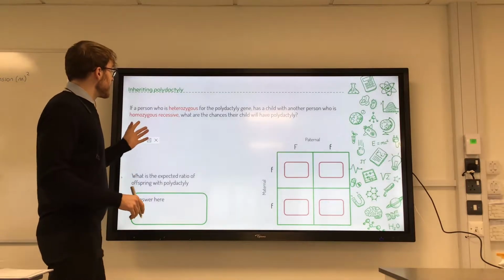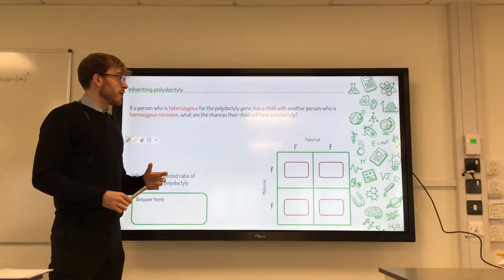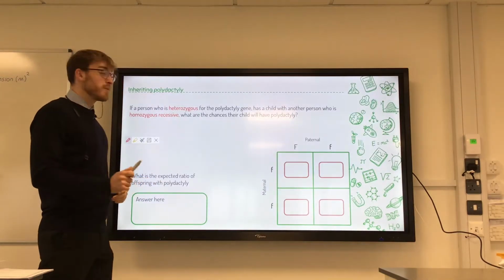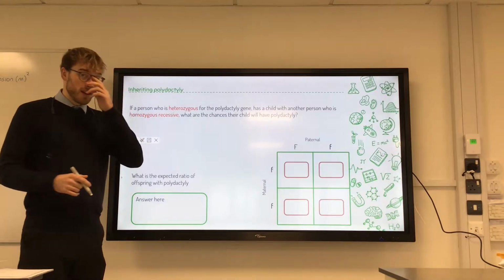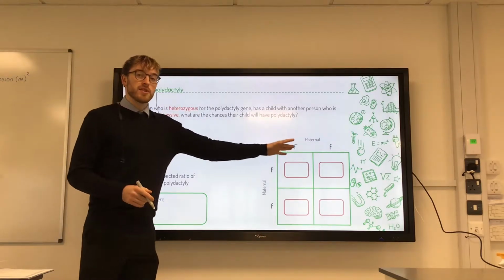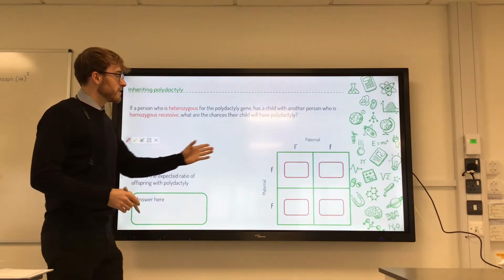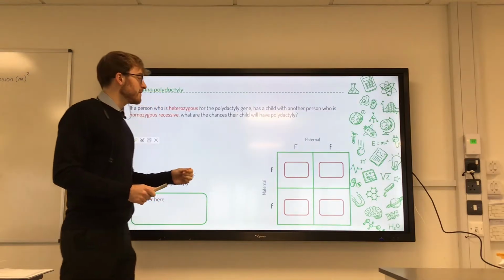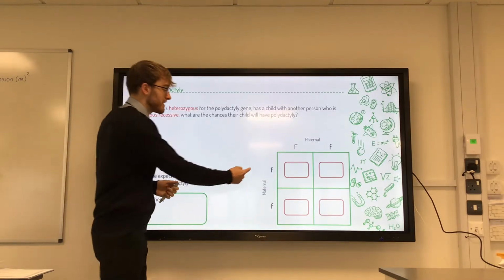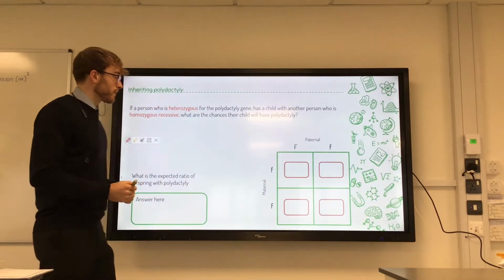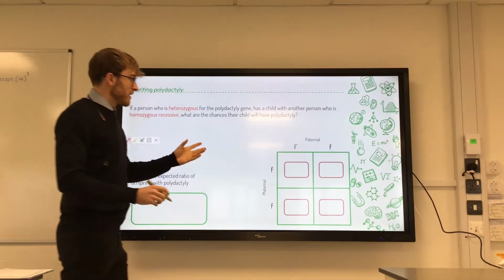So the question says that if a person who is heterozygous for the polydactyly gene has a child with another person who is homozygous recessive, what are the chances that their child will have polydactyly? In this example, we're given the genotypes, but you should be able to recognise them as well. Heterozygous, one dominant, one recessive. Homozygous recessive, homo being the same, and then recessive being two copies of the recessive allele. So first we fill them in.